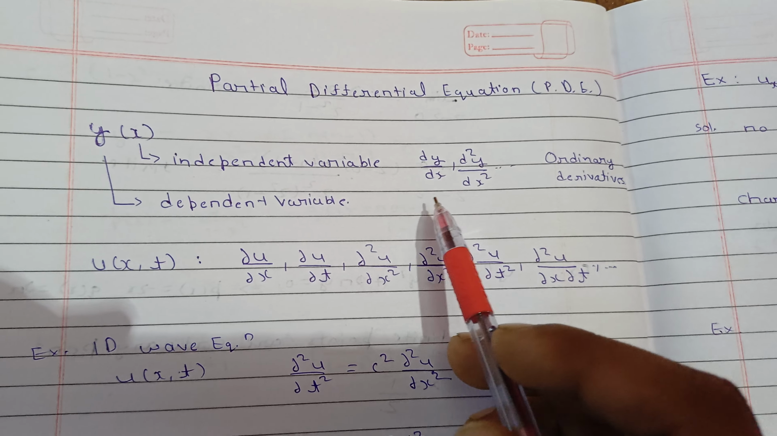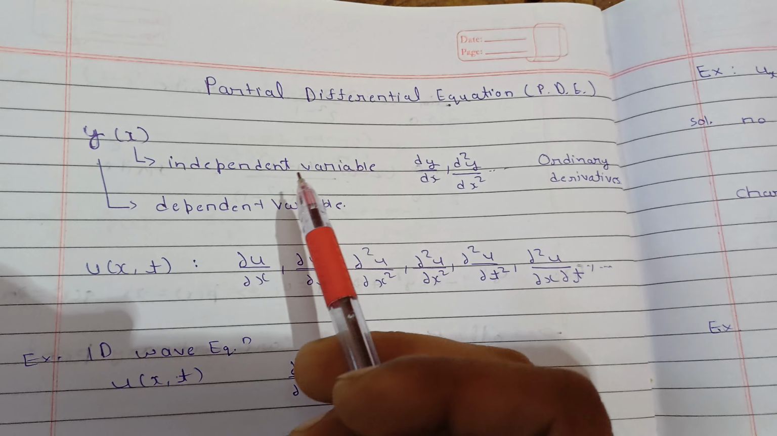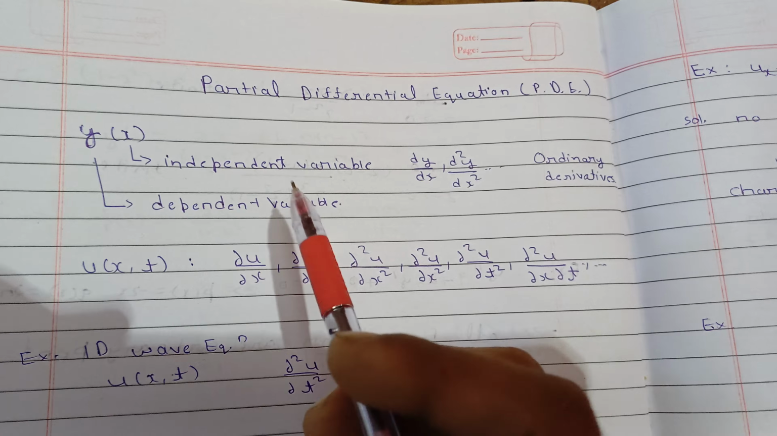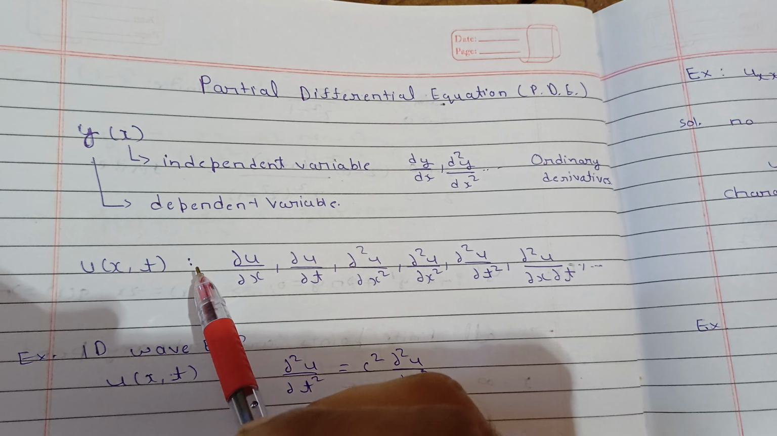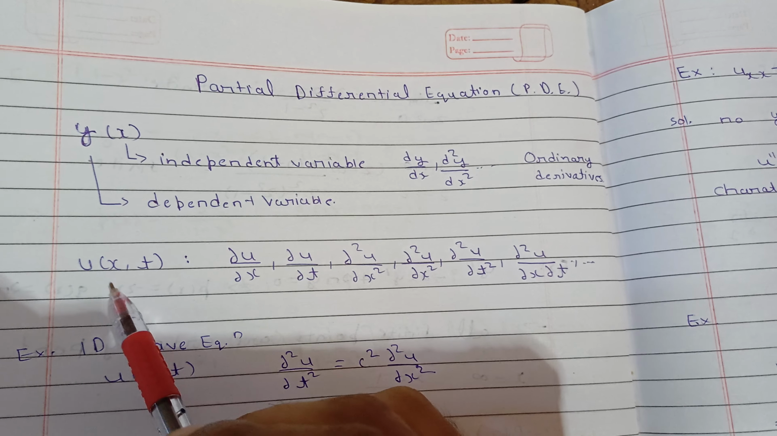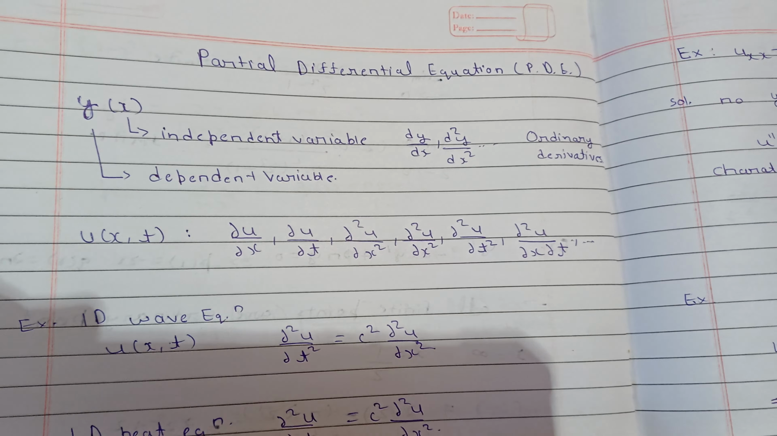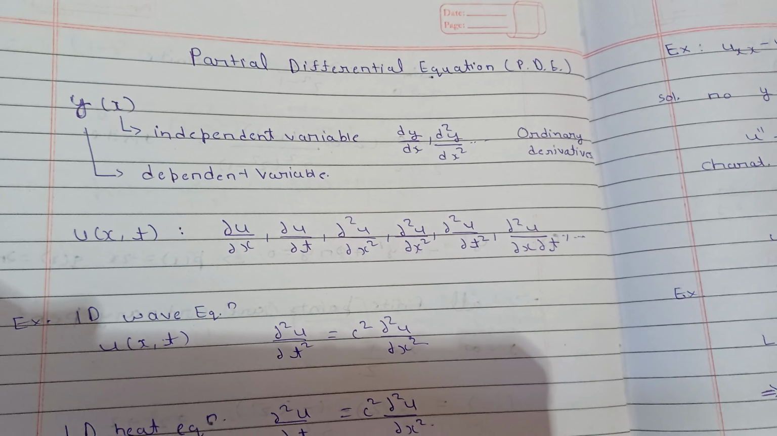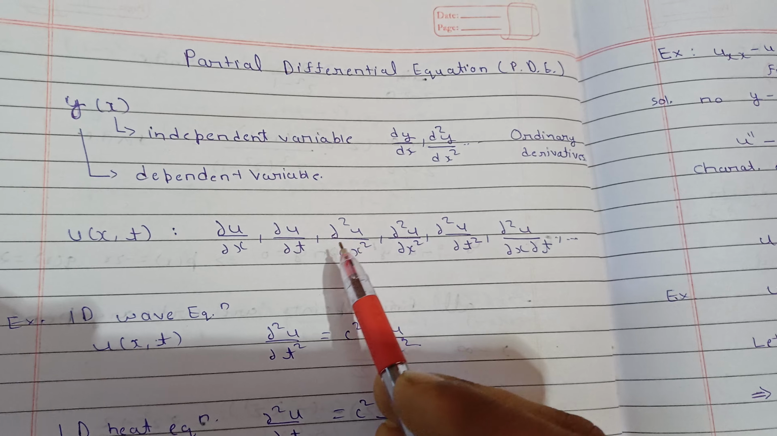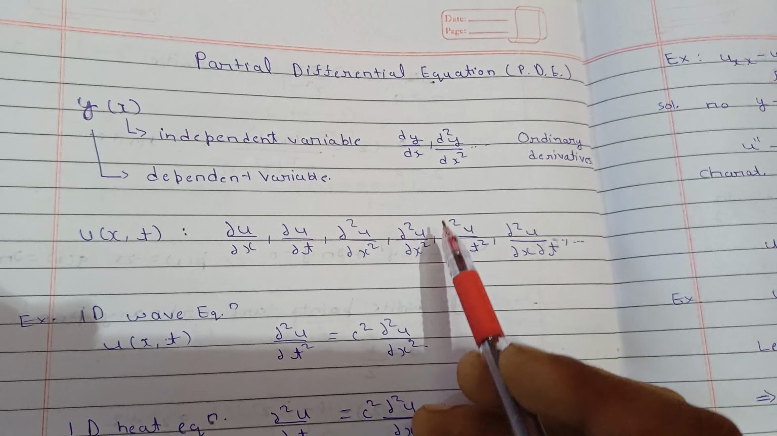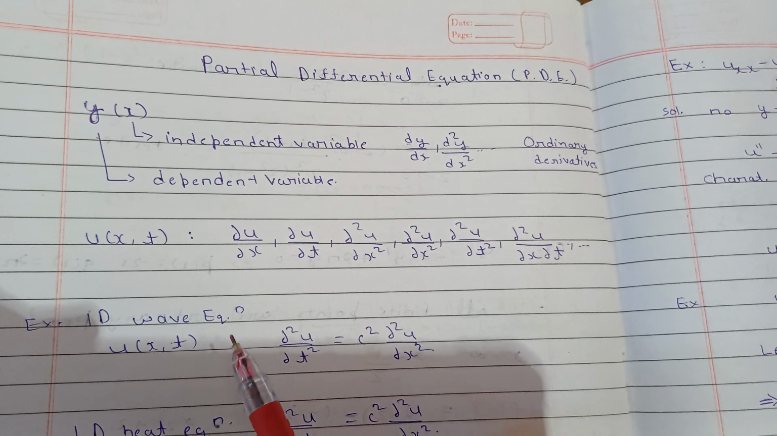Now if there are multiple independent variables, then what is the situation? Then you will take the partial derivative. If your function depends on two independent variables, x and t, you take the partial derivative with respect to either x or t, and you consider the other one as constant. So it is written in this form: del u by del x, del u by del t. The second order will be del square u by del x square, del square u by del t square. That's how you write your partial derivatives.